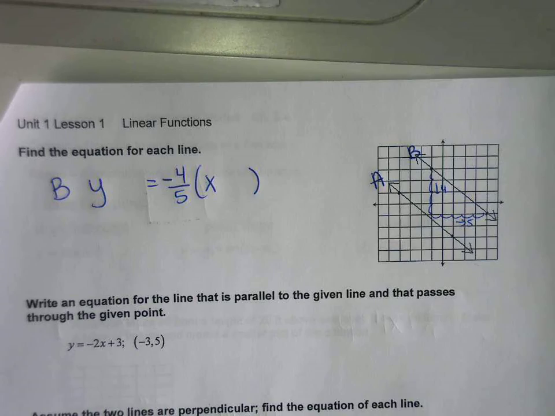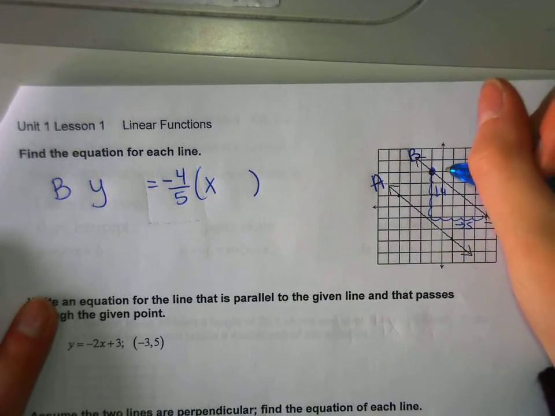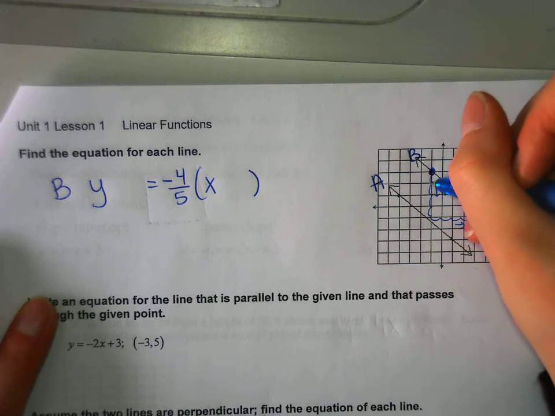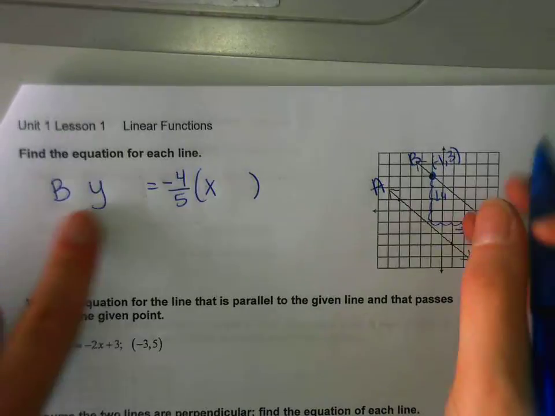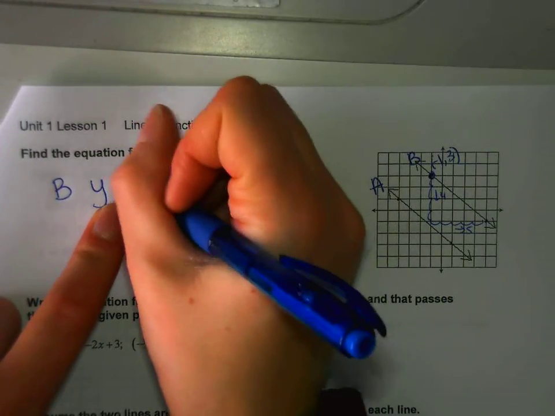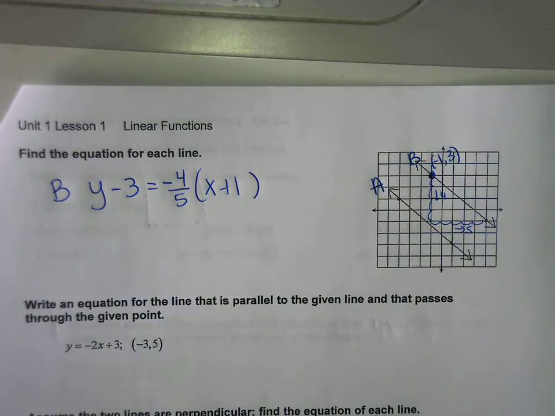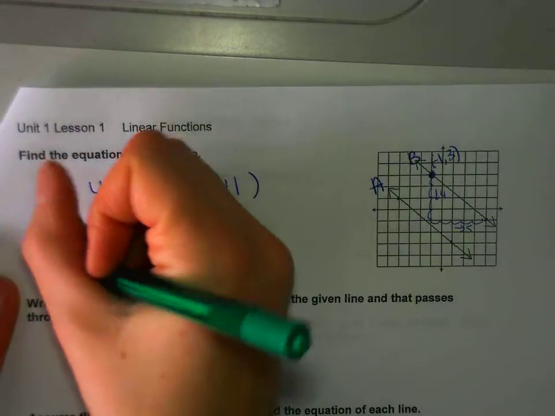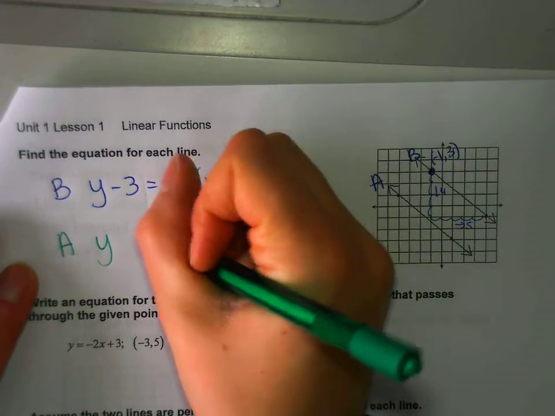So I just have to pick one point. So I'm going to take this point right here. That point is at -1, +3. So if my y value is a +3, I'm going to write y minus 3 and x plus 1. So now I'm going to take a look at line A. So again, I want my slope, and I need a point.